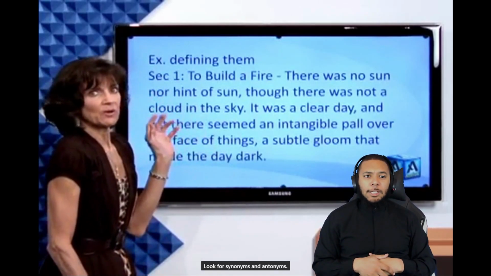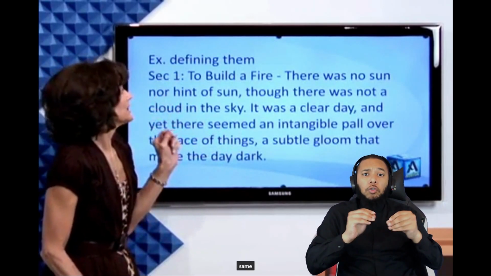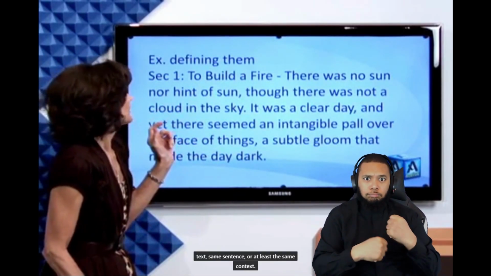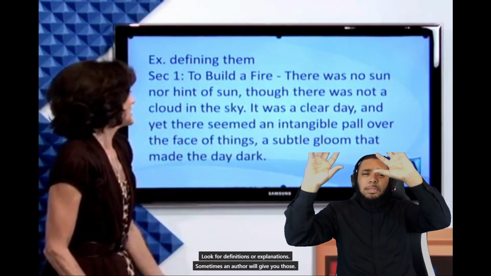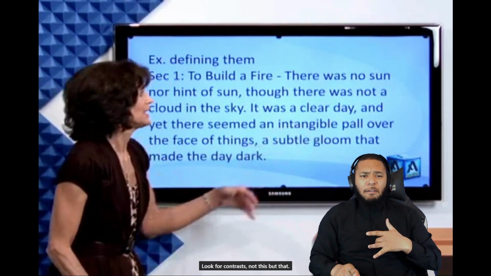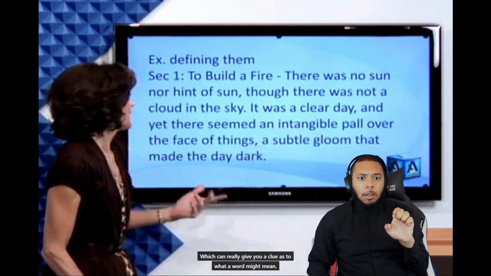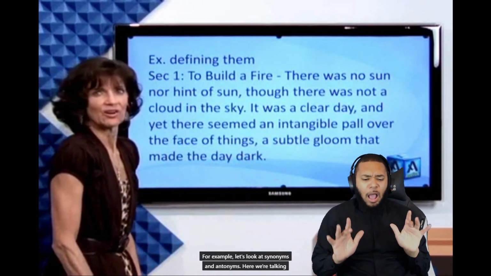Here's an example of where an author defines the word. This is in To Build a Fire by Jack London. There was no sun nor hint of sun, though there was not a cloud in the sky. It was a clear day, and yet there seemed an intangible, there's a difficult word, intangible pall over the face of things, a subtle gloom that made the day dark.